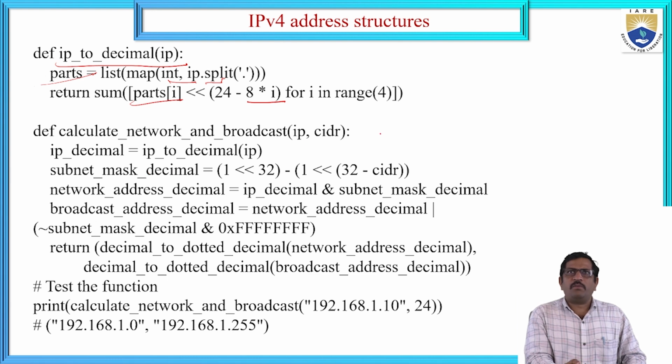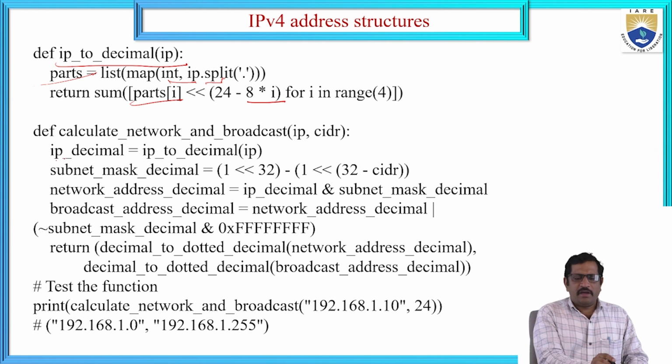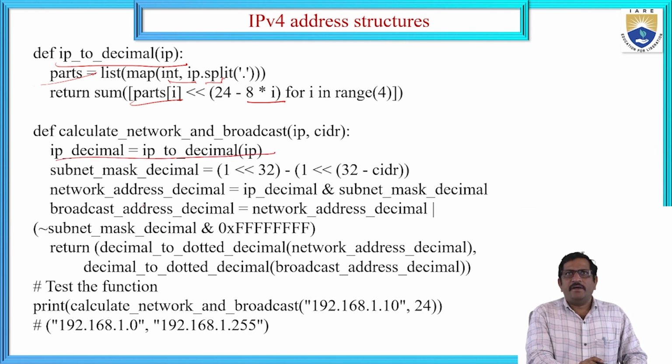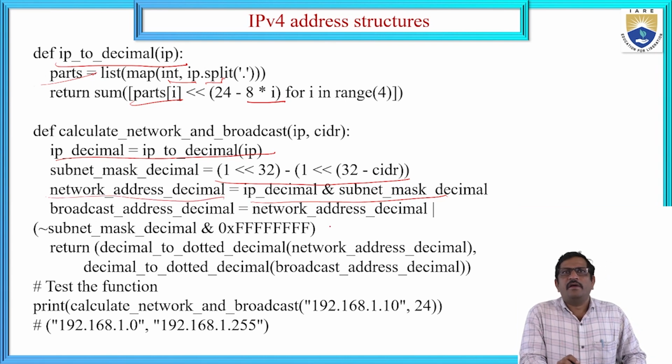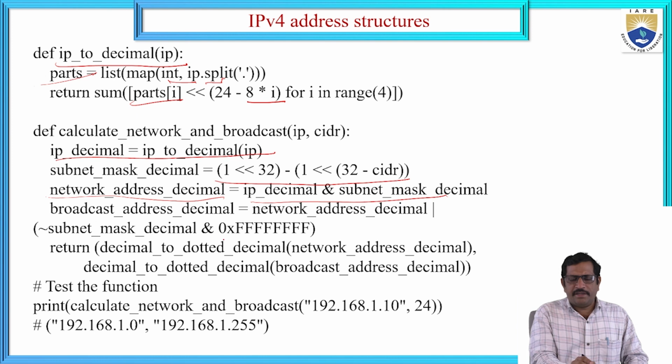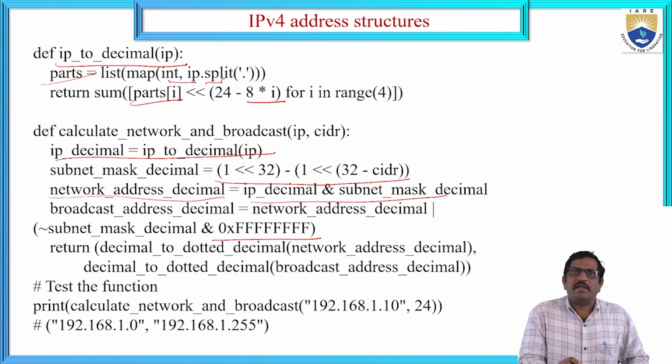Define calculate network broadcast with IP CIDR, IP decimal, that is the IP address in decimal, and mask, the subnet mask in decimal. Here we perform the left shift operation, the bitwise calculations. So the IP is converted to decimal, and the subnet mask to decimal. Performing the AND operation, that can be assigned to the network address decimal. The address will be assigned and converted into the dotted decimal.